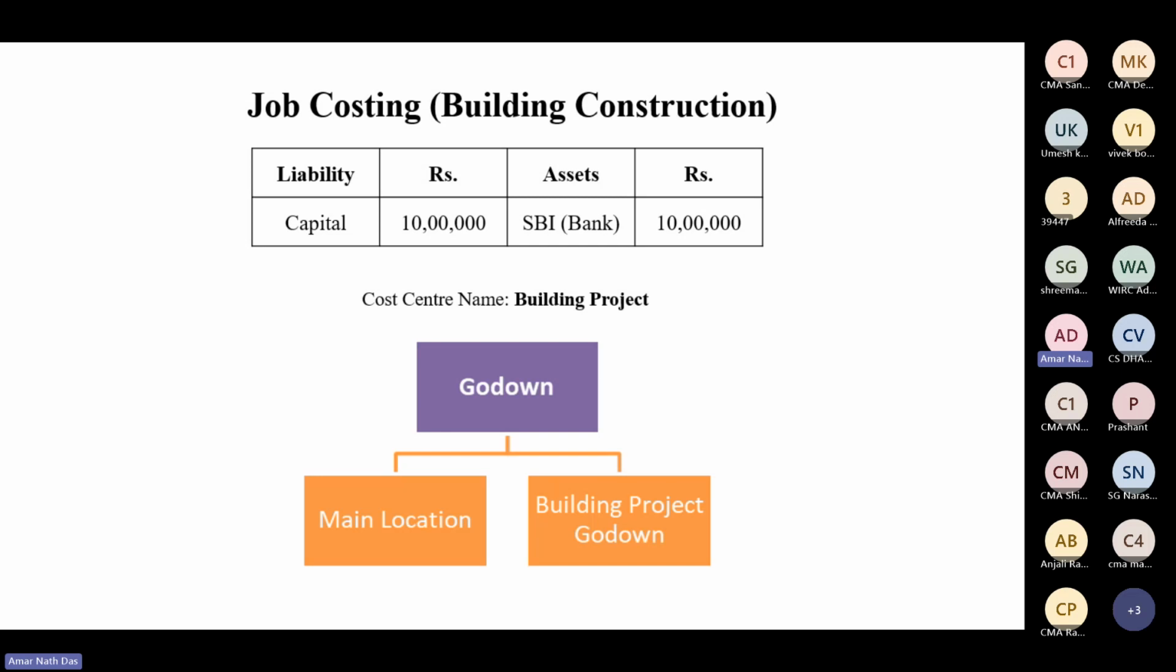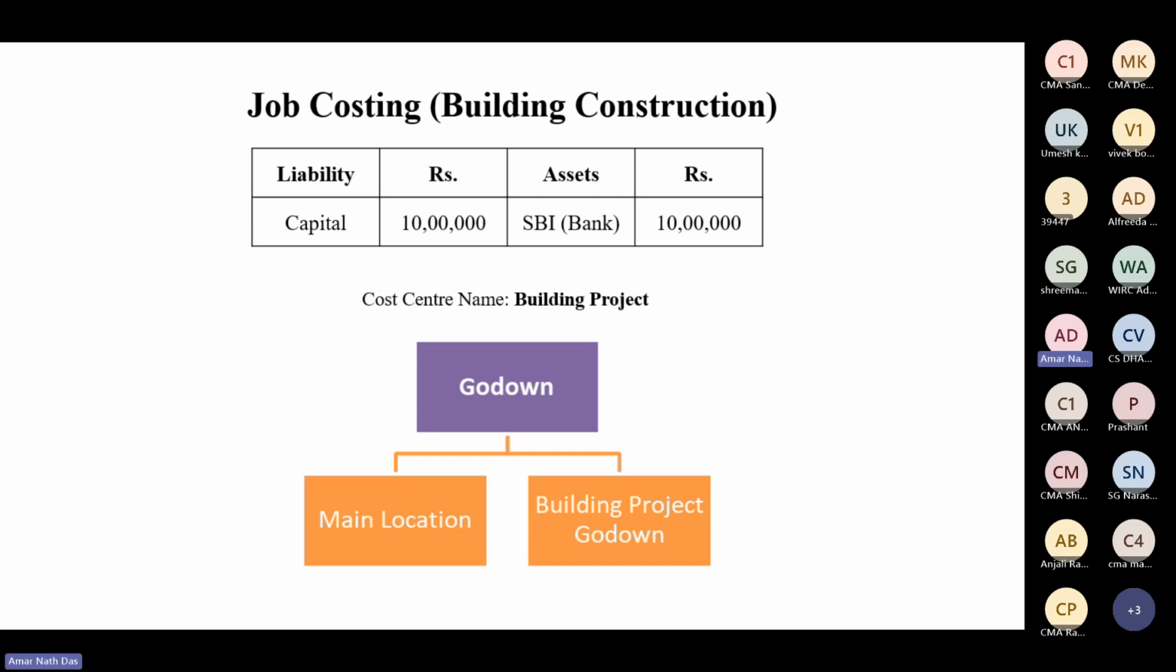And we have to create cost centers. Actually, this is a building project, and as well as we do have some other business. We deal with some raw materials like cement, stone chip, TMT bar, etc. So that's why we make a purchase and keep it in the main godown. Then we transfer it to the building project site. So building project site is a cost center name. So that's why we consider a separate cost center name.